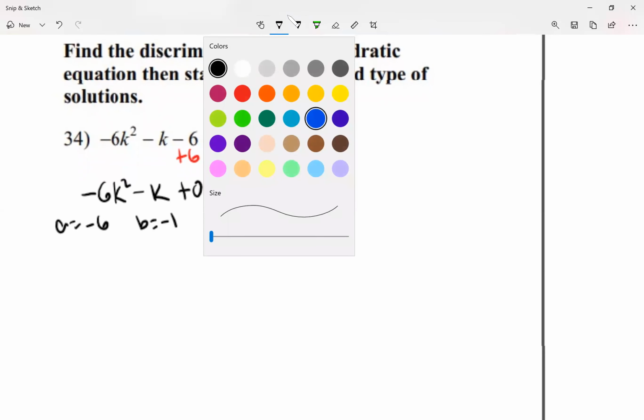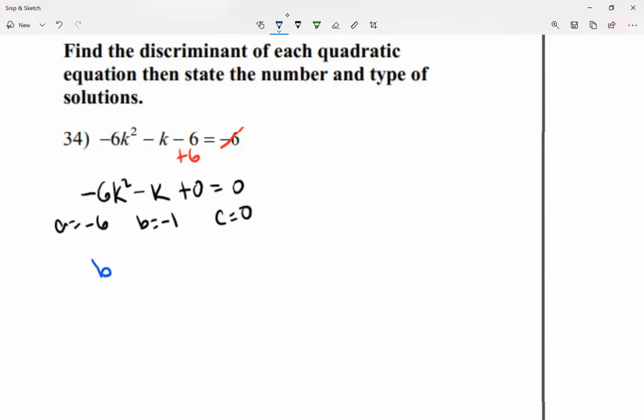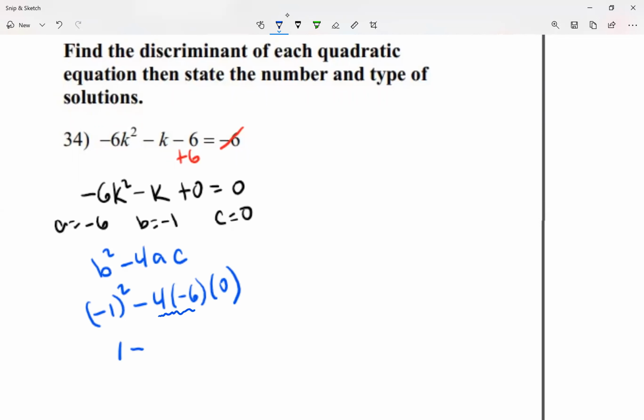And I know the discriminant. We talked about this before. B squared minus 4 times a times c. So I'm going to go negative 1 all squared minus 4 times a negative 6 times 0. All right, so negative 1 squared is just 1, right? Negative 1 times negative 1 minus, interesting here it is, 4 times a negative 6 times 0 is 0. So my discriminant is 1.